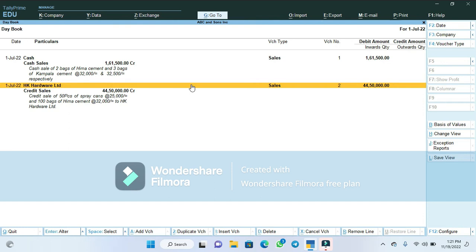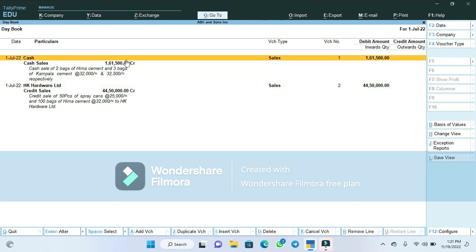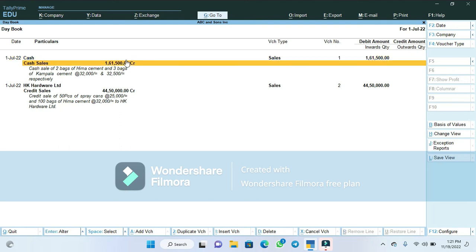Now assume that the auditor or the accountant is at this stage and looking at the transactions in the daybook. You'll be able to see that on 1st of July, this transaction was a sale. However, it was a cash sale and of this amount. This amount is broken down into a cash sale of 2 bags of Hima cement and 3 bags of Kampala cement at 32k and 32.5k respectively.